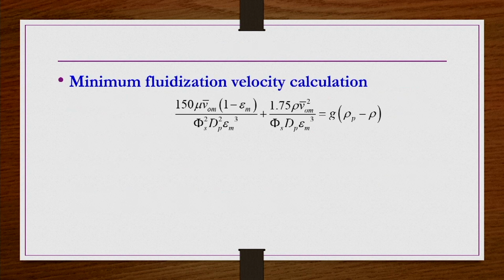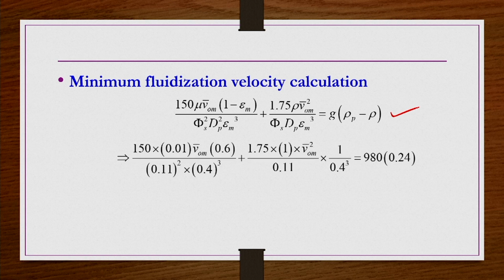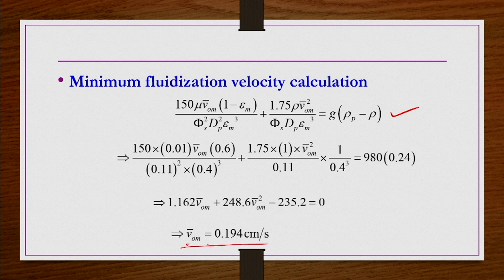For the minimum fluidization velocity, this is the equation, we have done several problems, right. Here everything is known except the minimum fluidization velocity V0m bar. Now, in this equation you substitute all the terms and simplify. Okay. I have done this in CGS units. So, then you will get V0m bar as 0.194 centimeter per second.